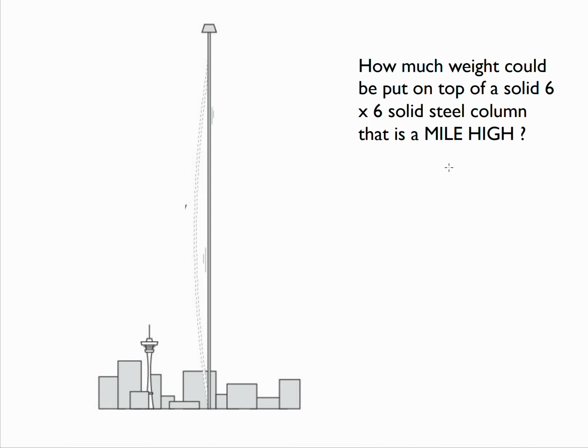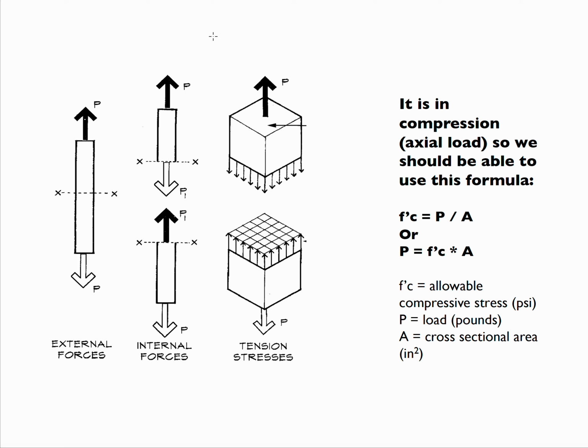How much weight can a solid 6-inch by 6-inch steel column hold? If we go back to some of the math that we had learned in a few semesters previous about the allowable compressive forces, we know the allowable compressive forces of a particular material equals the load divided by the area, or in our case, because we're trying to solve the area or the load, we can of course move these factors around. So load, material, area.